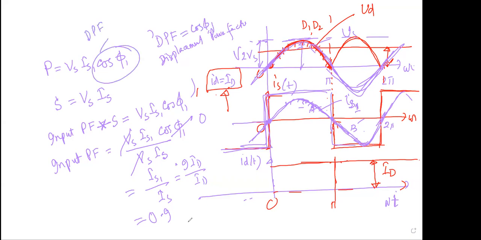So for our case, how much is it? What is the phase difference between your current and the voltage? Phi 1 is what? 0. So displacement power factor will be 1 for this case. You understand it or not? Yes, sir. Okay.